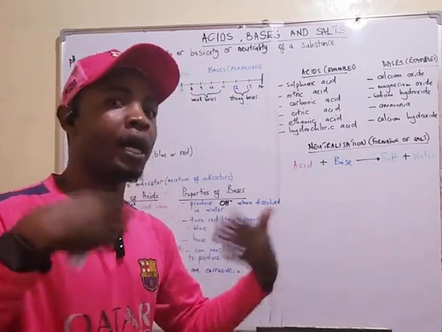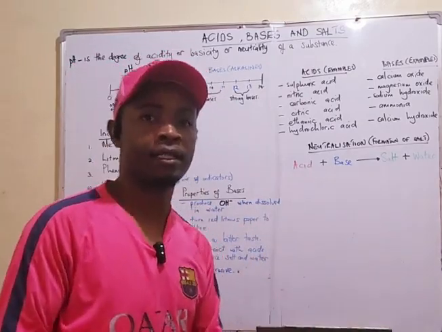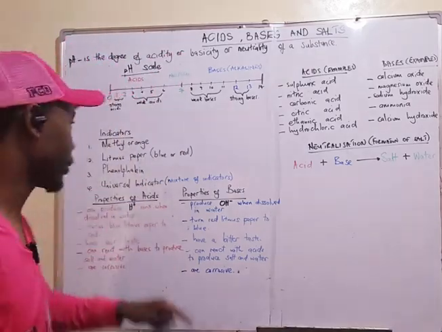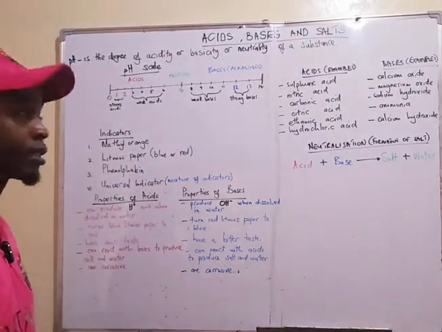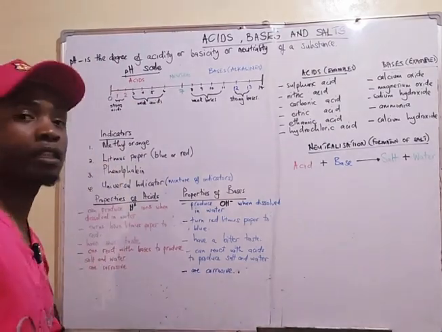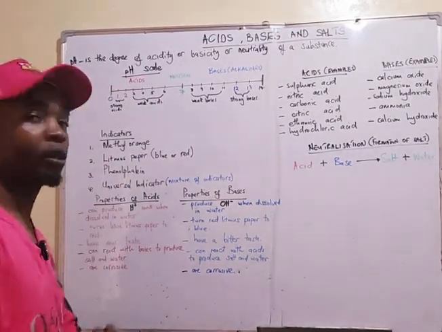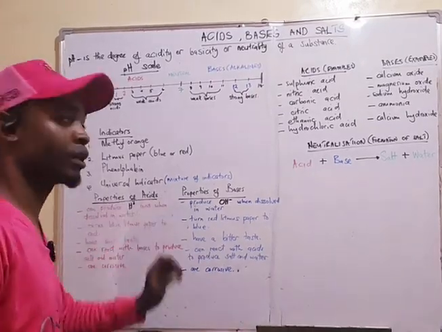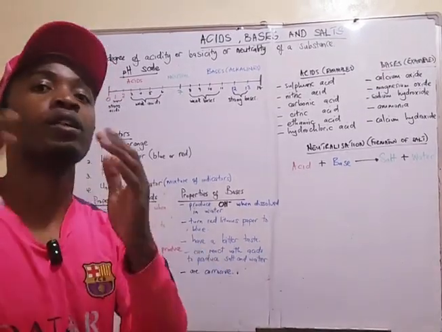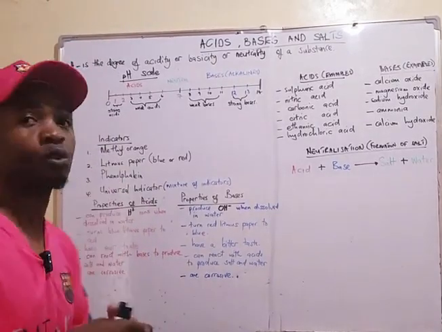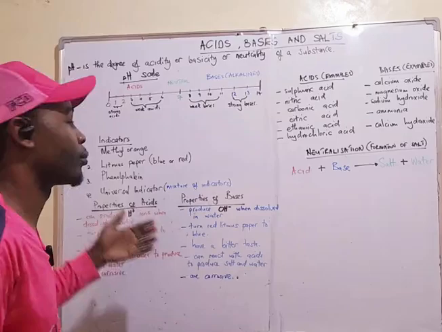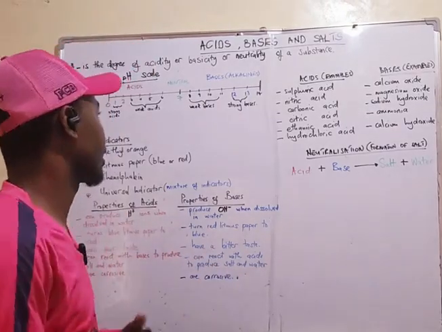Okay. So what are examples of the indicators that we have? We have methyl orange, that's the first indicator. We have litmus paper, we have phenolphthalein, and we have universal indicator. These are not all the indicators that can be used, but these are the most common ones, and I've just listed them because they constantly appear in our syllabus.